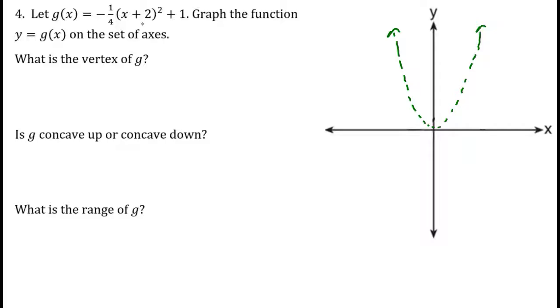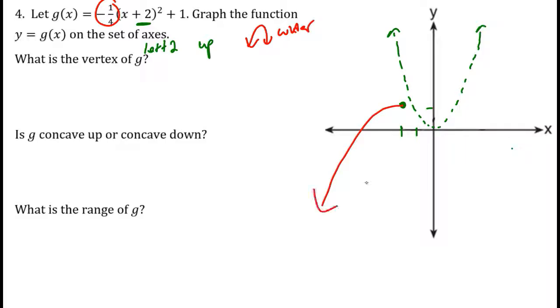And I'm going to shift it left 2, up 1. Left 2, up 1. So my new vertex went from 0, 0 to that new point. I know it's concave down because a is negative, and it's going to be wider, wider and concave down.